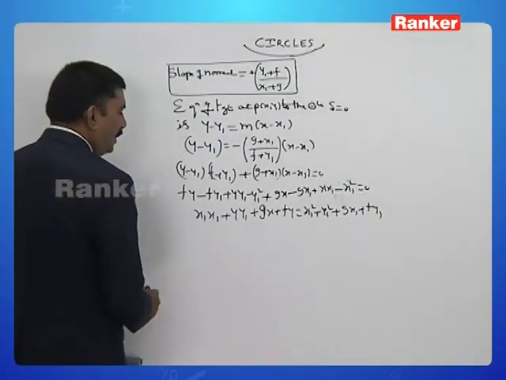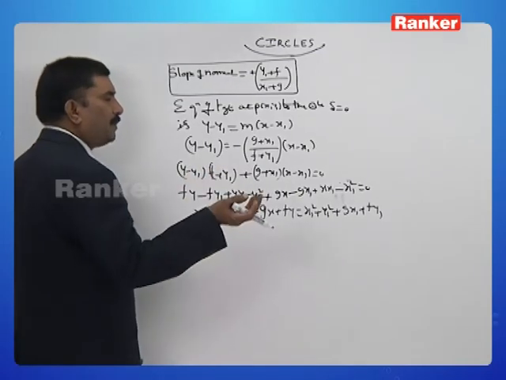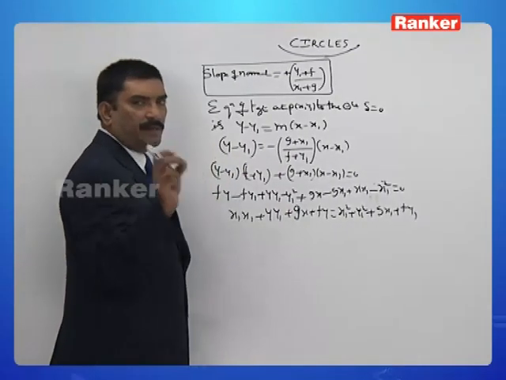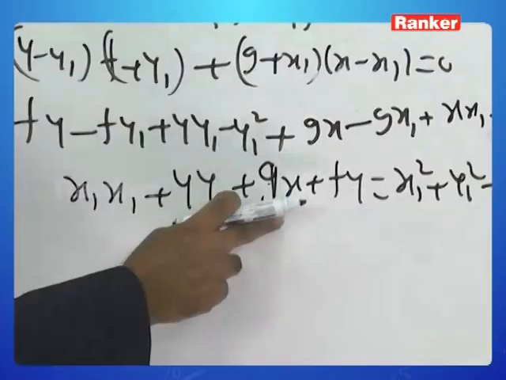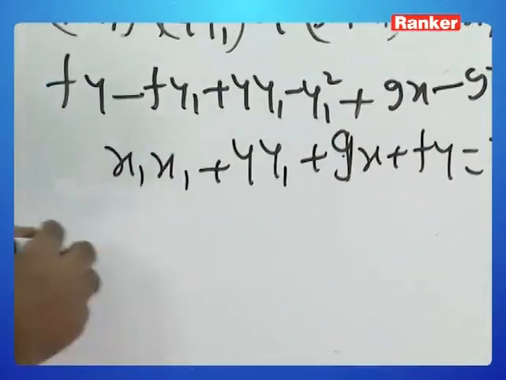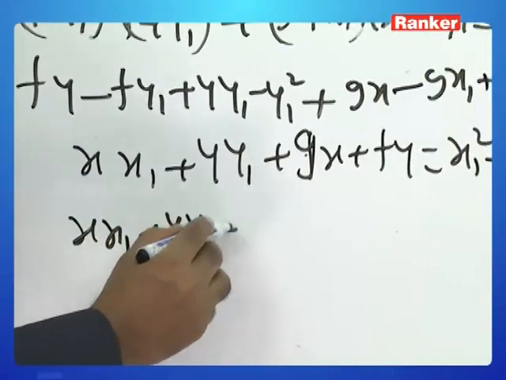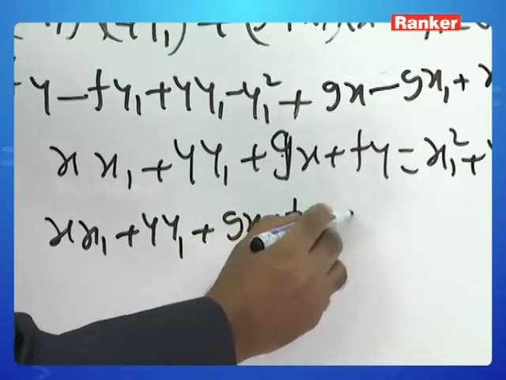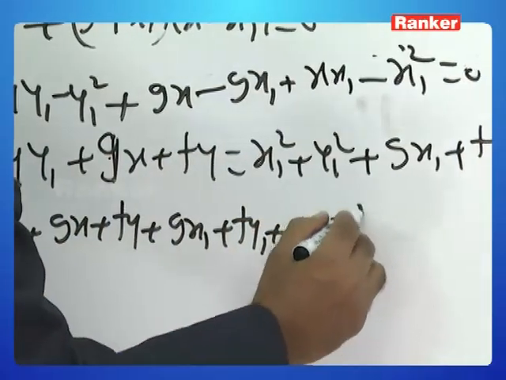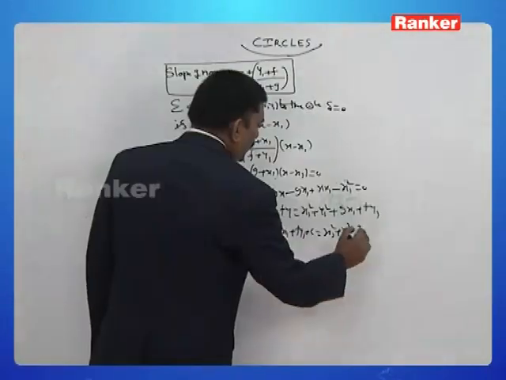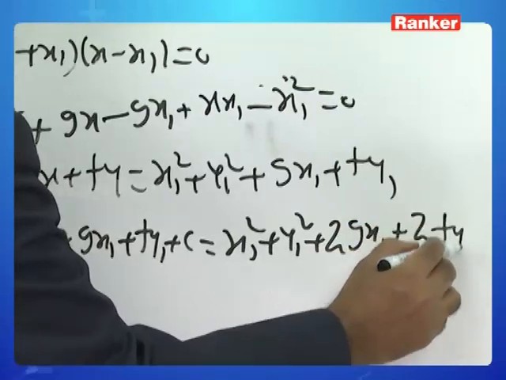Okay, so now we have a smaller number of terms. Whenever you want to get more terms from fewer terms, you have to add and subtract, or divide and multiply. At present, add and subtract gx1 plus fy1 plus c on both sides. So xx1 plus yy1, therefore gx plus fy, now gx1, fy1 plus c, adding on both sides, this becomes x1 square plus y1 square, now 2gx1, now 2fy1 plus c.